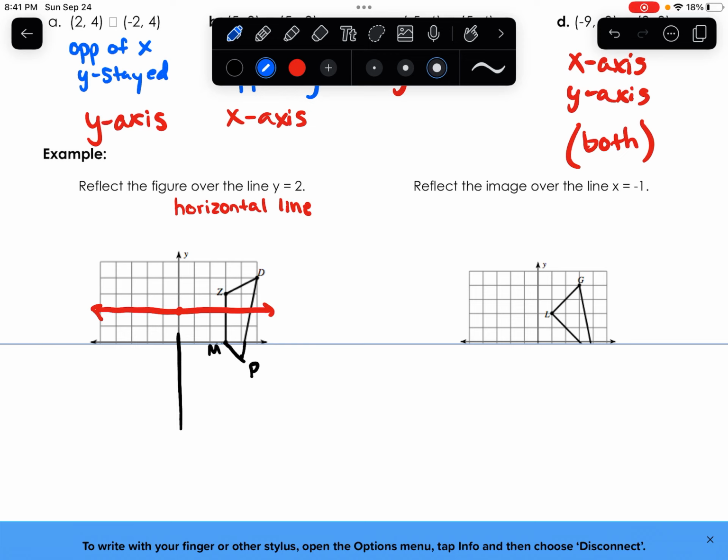So M is 2 below that line, so M prime is going to be 2 above. Z is 1 above, so Z prime will be 1 below. P is 1, 2, 3 below, so it'll be 1, 2, 3 above. And D is 2 above, so it will be 2 below. So that is my new picture.